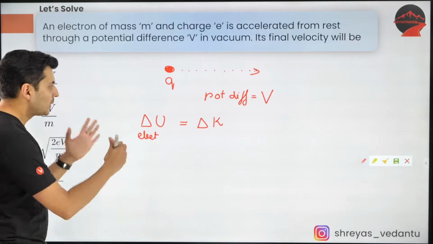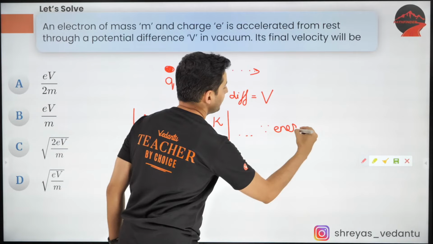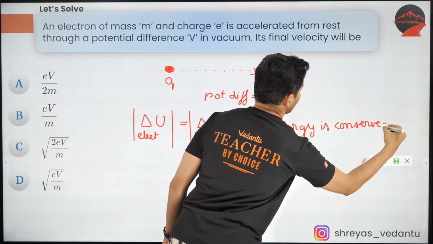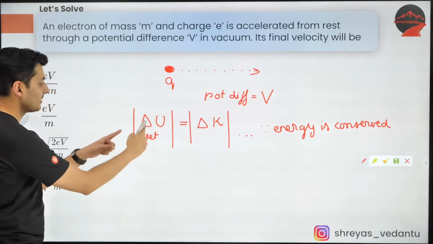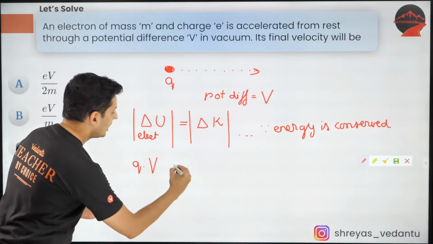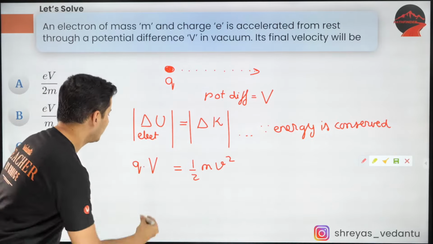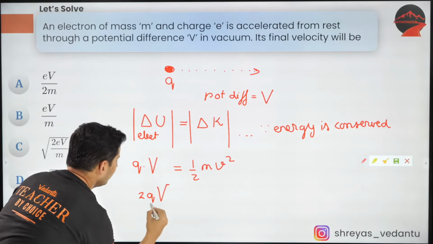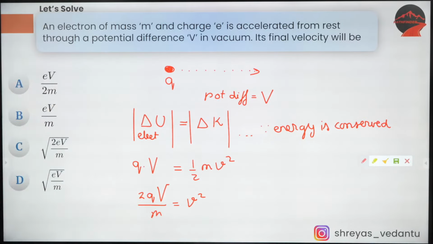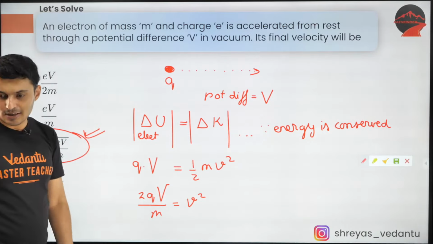Keep this in mind. Total energy has to be conserved. So magnitude wise they will be the same since energy is conserved. So the change in the potential energy is also the change in the kinetic energy magnitude wise. So what is the change in the energy? Well, that's charge into potential difference, and change in the kinetic energy, well, that's half m v square. Now just shift it. So you're going to get 2qV divided by m is equal to v square. So v will be root of that. So look at this. I think this should be the option. Is that understood? Yes, conservation of energy.